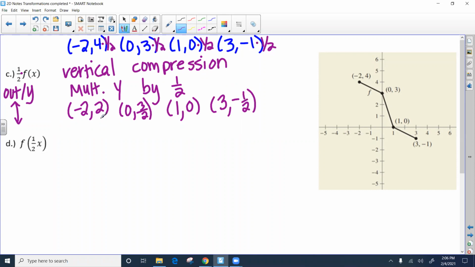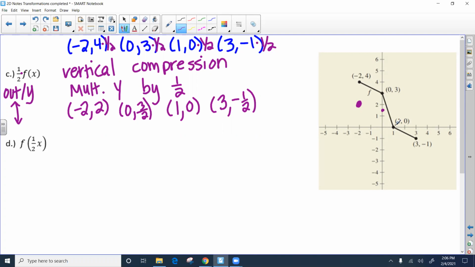All right, so if we look at all our y values, all the y values got smaller. So this is a vertical compression. So let's plot this. We have -2, 2, 0, 3/2. 3/2 is 1.5. So I go 0 over and up 1.5, or sorry, up 3/2, which is 1.5 right here.